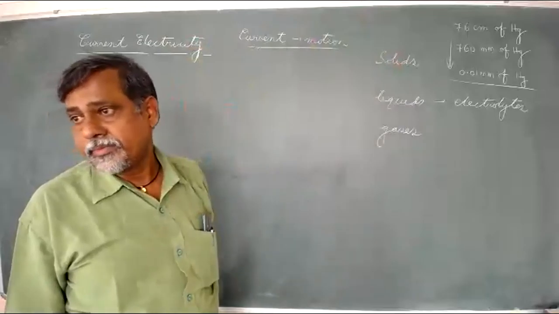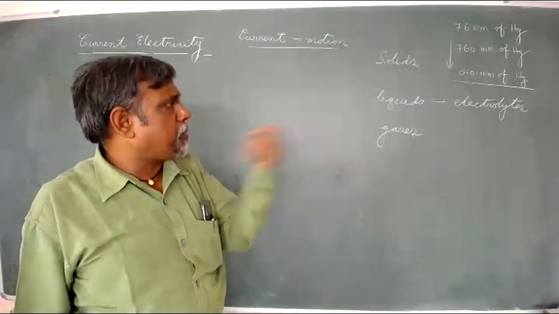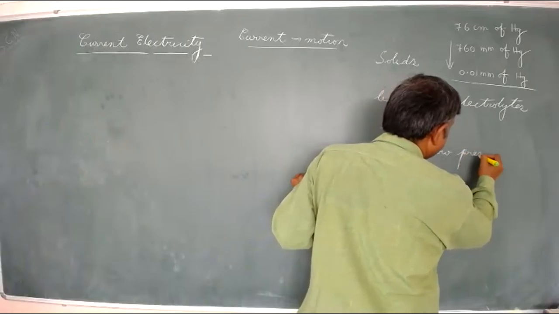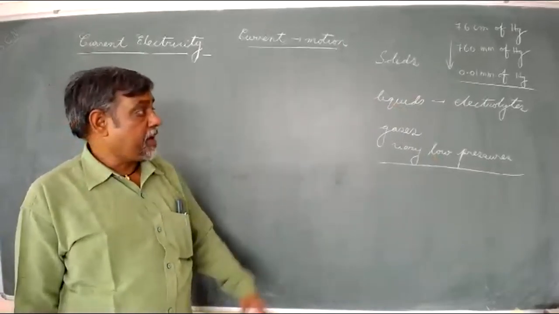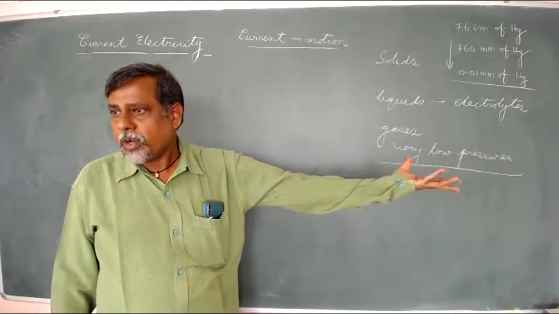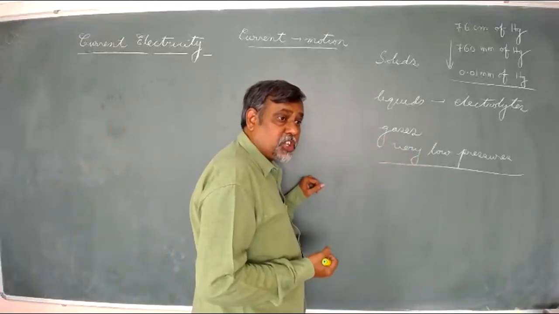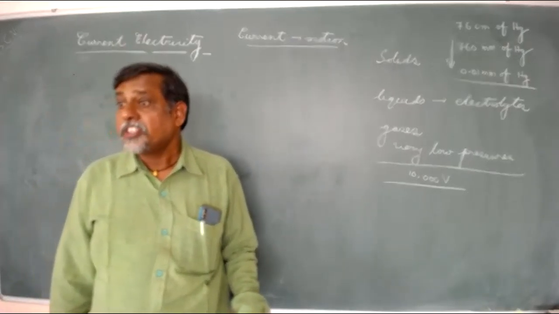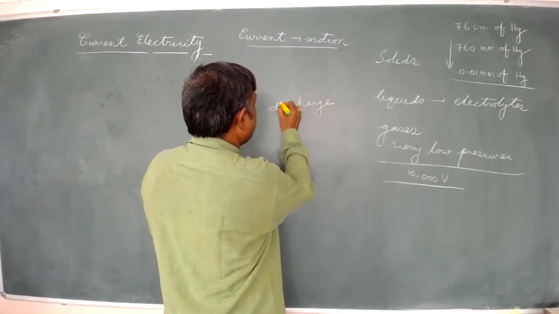Those are very demanding conditions: 0.01 millimeters of Hg, very, very low pressures. And very high potentials are needed too. At normal pressure the normal potential is 240, 230 volts, but the potential that has to be applied to have electrical conduction through a gas is much higher. In fact, these are the conditions applied by J.J. Thomson in the discharge tube experiment. So we come across the word discharge. What do you mean by discharge?